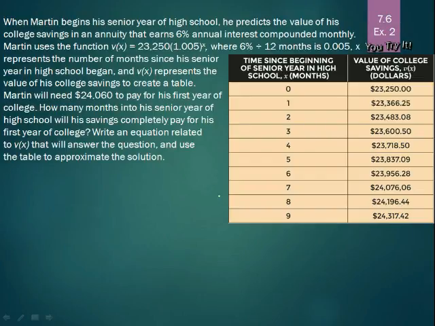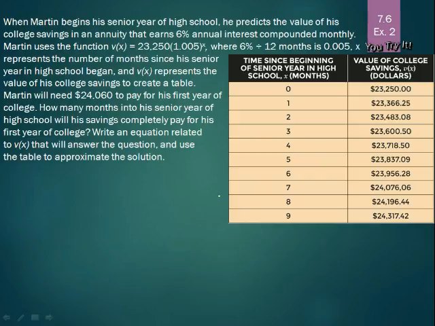When Martin begins his senior year of high school, he predicts the value of his college savings in an annuity that earns 6% annual interest compounded monthly. Martin uses the function v(x) = 23,250 × 1.005^x, where 6% divided by 12 months is 0.005. x represents the number of months since his senior year in high school began, and v(x) represents the value of his college savings to create a table.